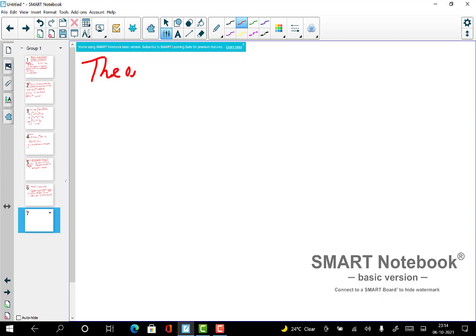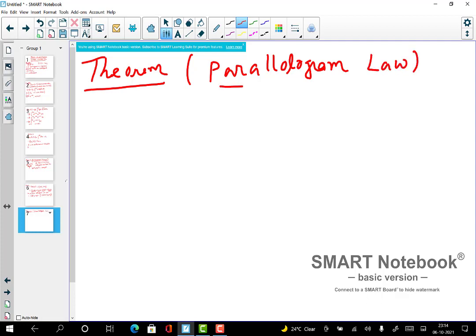So, theorem: parallelogram law. What is that? You start with an inner product space, whatever, and suppose you have two vectors. Let x and y belong to V, and this is any two arbitrary vectors.